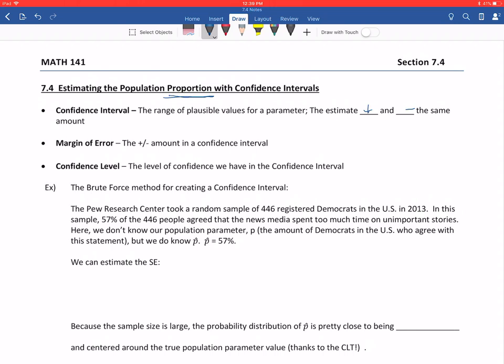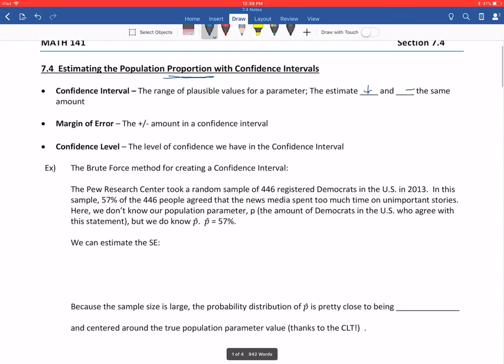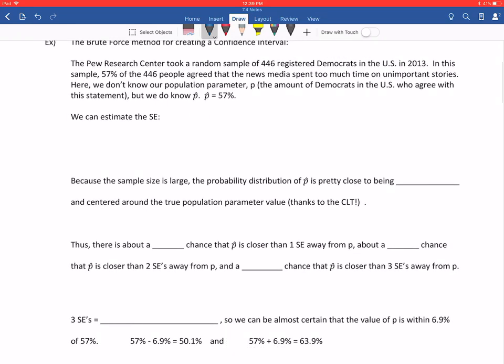Okay, so first we're going to look at basically the brute force method for creating a confidence interval, and then after that, we are going to turn our attention to letting StatCrunch make these for us. But the brute force method really helps you to understand how they're being created and where they come from.